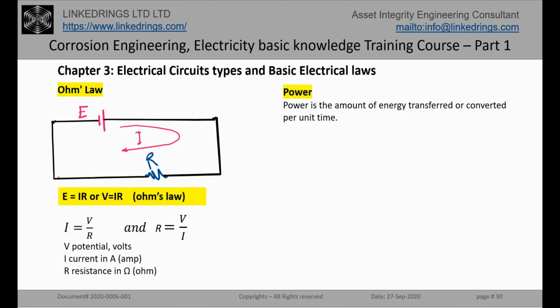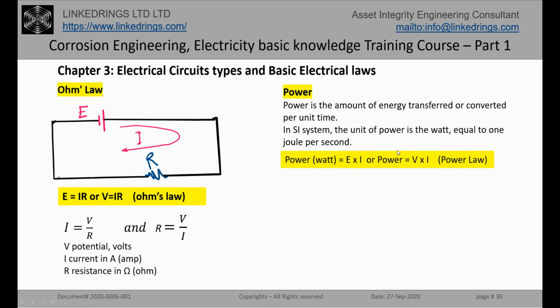What is power? Power is the amount of energy transferred or converted per unit time. In SI units, the unit of power is the watt, equal to 1 joule per second. So the power in watts equals E times I, or the power equals V times I. So the power equals the voltage times the electrical current.